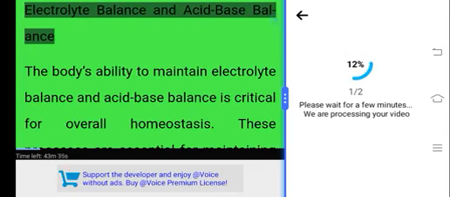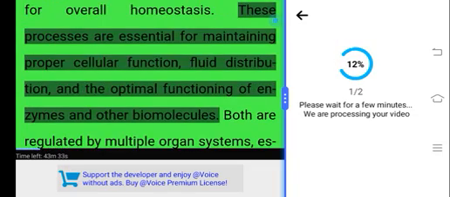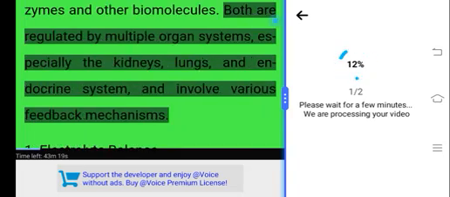Electrolyte balance and acid-base balance. The body's ability to maintain electrolyte balance and acid-base balance is critical for overall homeostasis. These processes are essential for maintaining proper cellular function, fluid distribution, and the optimal functioning of enzymes and other biomolecules. Both are regulated by multiple organ systems, especially the kidneys, lungs, and endocrine system, and involve various feedback mechanisms.